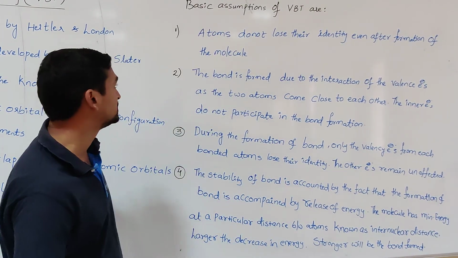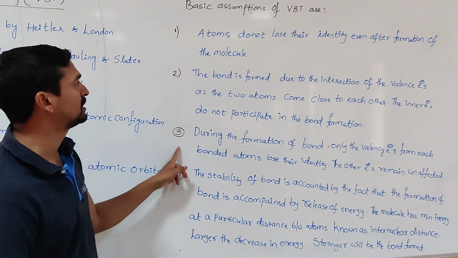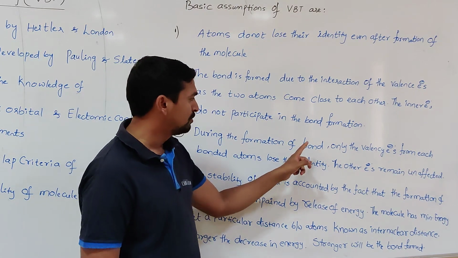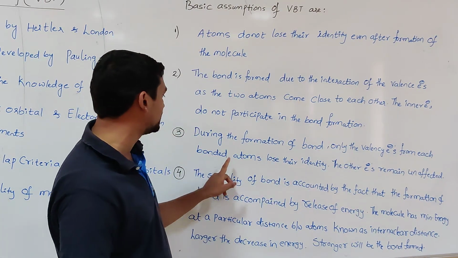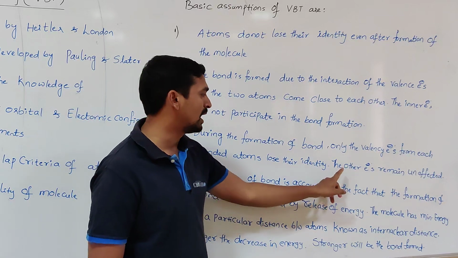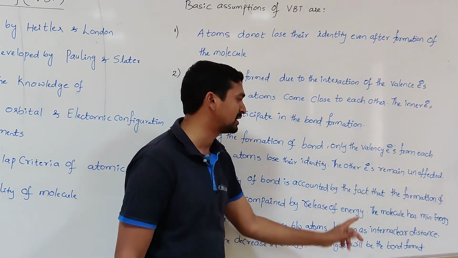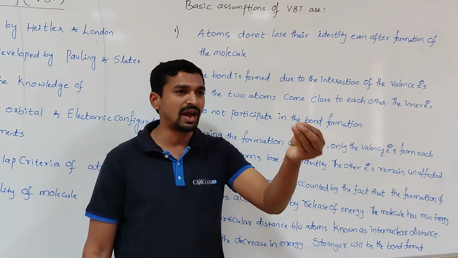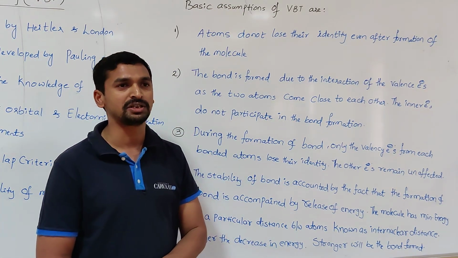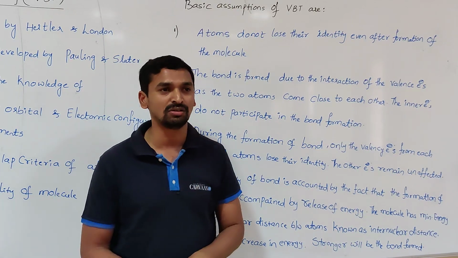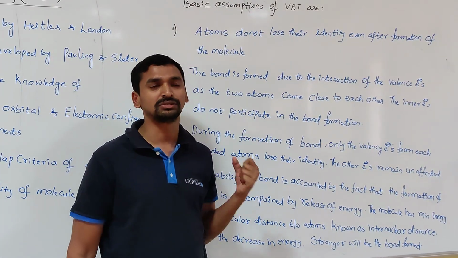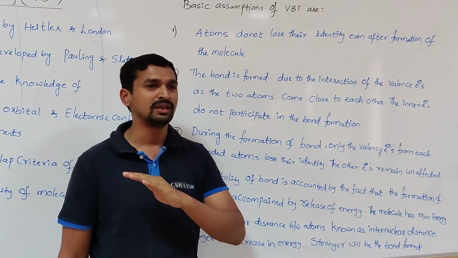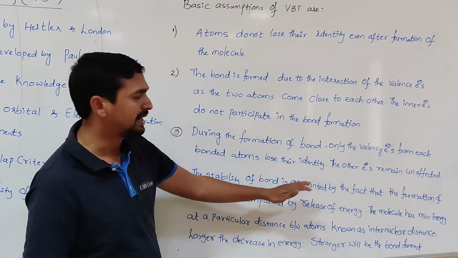The third important assumption of valence bond theory is that during the formation of a bond, only the valency electrons from each bonded atom lose their identity. The other electrons remain unaffected. Because while the atoms come very close to each other, only the valency electrons are involved in the bond formation, so the valency electrons lose their identity. The inner electrons do not participate in the bond formation, so they are not affected. That's why the inner electrons do not lose their identity.